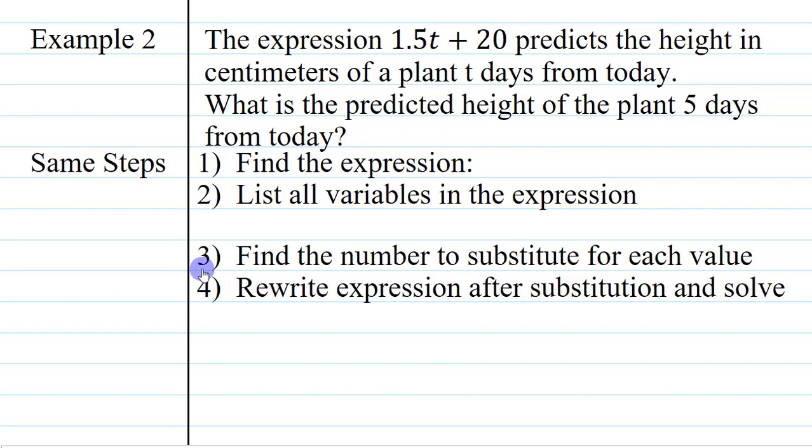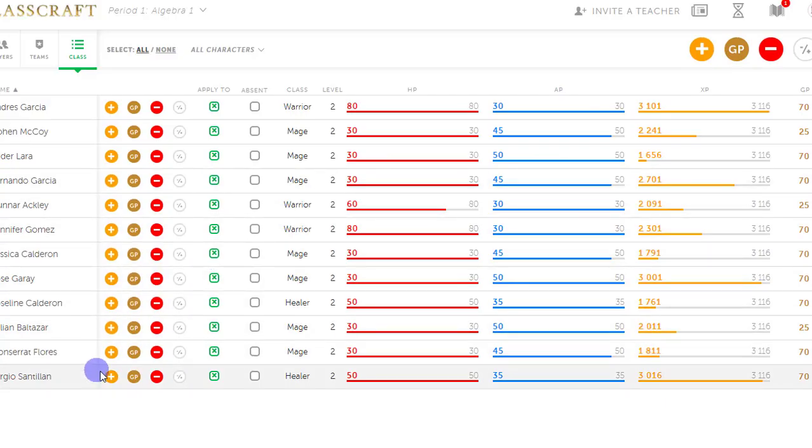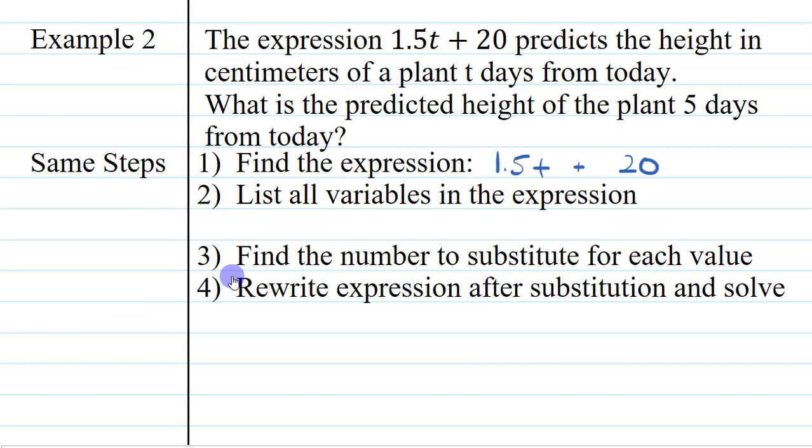Perfect. Okay, so step 1. Someone tell me. Andres is ready. But it's not about speed. It's about if you can actually do this. Sergio, what is it? 1.5t plus 20. Yeah, I try to make my t's a little bit curvy and then my pluses smaller and not as curvy. Hopefully you can distinguish the difference between those. I agree. So Sergio, 50 XP. Step 2: list all the variables in the expression. This one is a little bit easier. Monse? T. Yep, there it is. T.